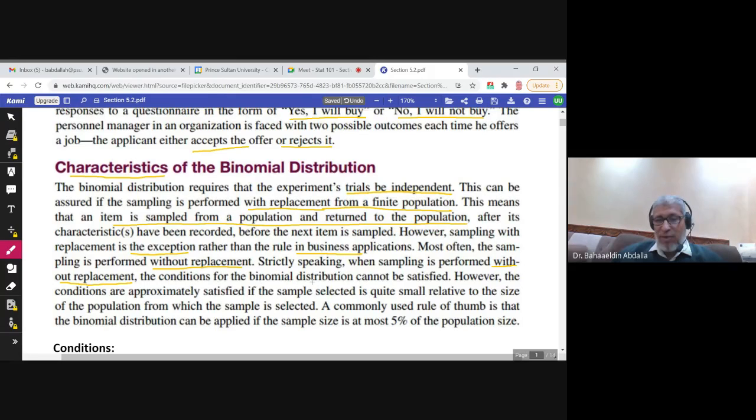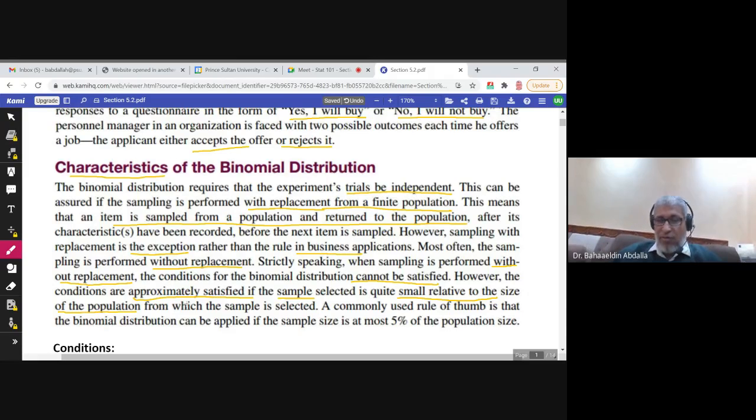The conditions for the binomial distribution cannot, strictly speaking, be satisfied. However, the conditions are approximately satisfied if the sample you select from the population is quite small relative to the size of the population. So if the sample size is relatively small compared to the population size, then the conditions of the binomial distribution could be met.